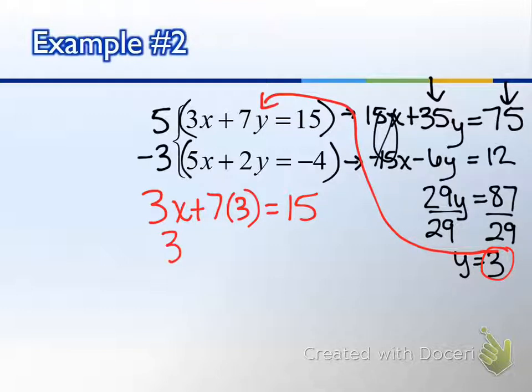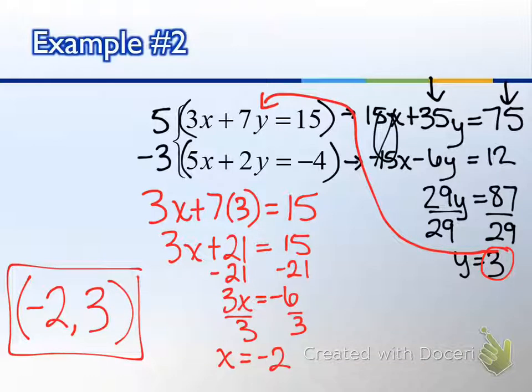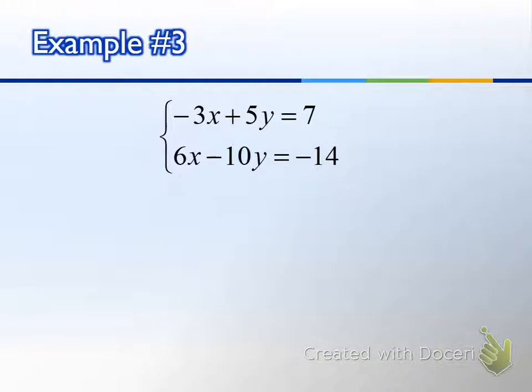Okay. 3x plus, what's 7 times 3? 21 equals 15. To get x alone? Subtract 21. So 3x equals -6. And x equals -2. All right, then we have to write our final answer as an ordered pair. -2, 3. All right.